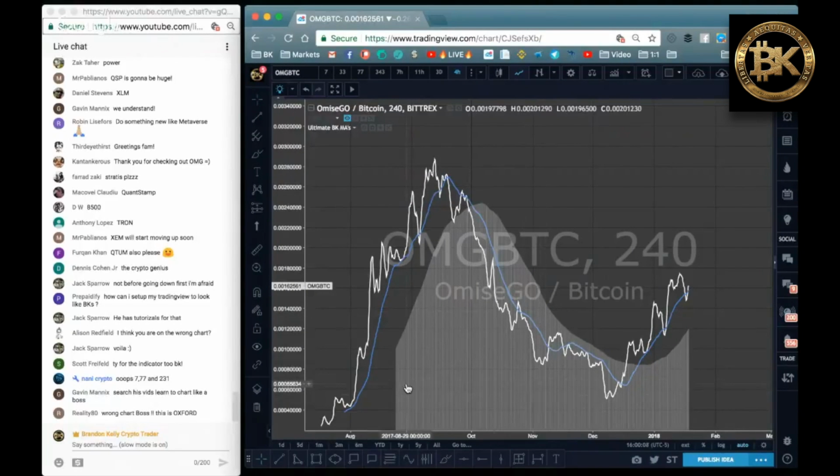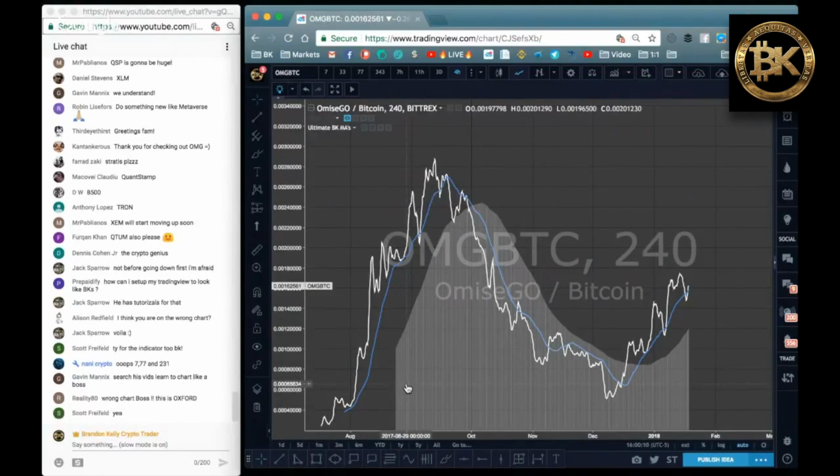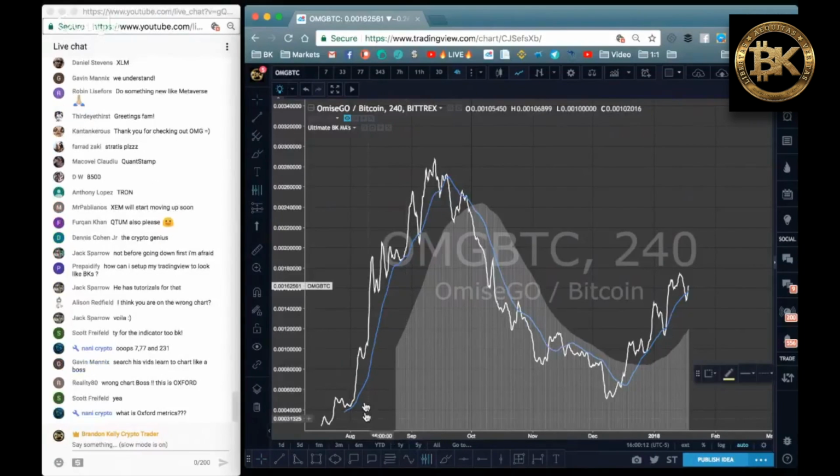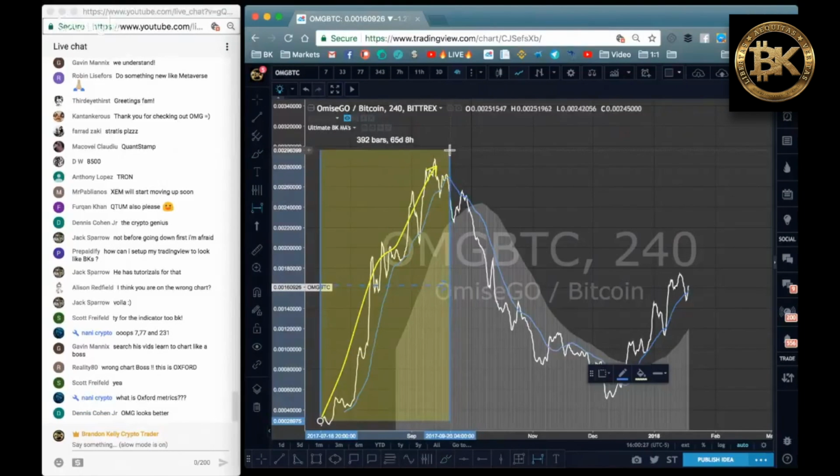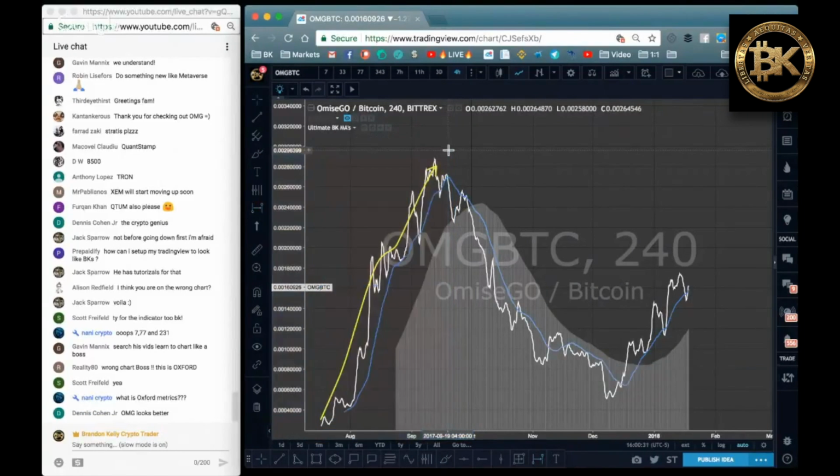So here we go. This is Omisego, and this is like one of the best coins on the list. It's very, very strong. You know that by the simple fact that that 7 was running for almost 60 days, right? 2 months plus, like just positive money on money, right?